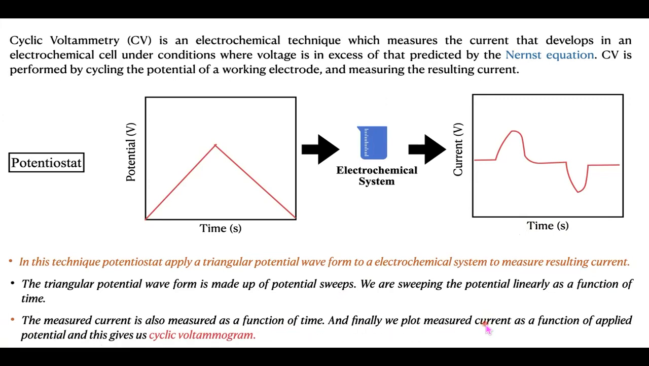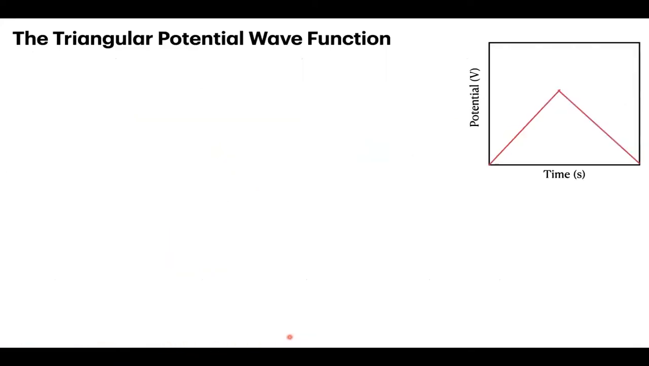But finally, we plot the measured current as a function of the applied potential, which is here. Our applied potential is in the form of a triangular wave function, and our current is measured with respect to time at first. They are both plotted together, and the plot that we get is what we call a cyclic voltammogram. Now, we have to get to the basics of the triangular potential wave function. Here on your right hand side, you can see the potential versus time plot.